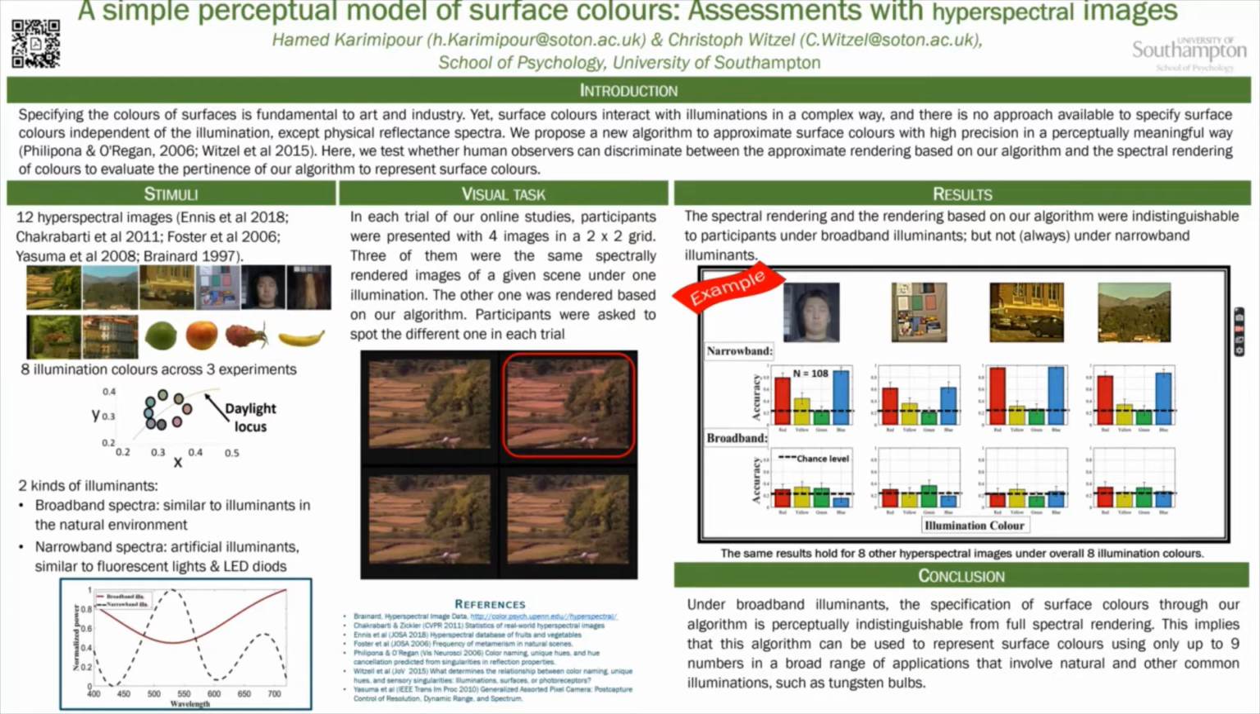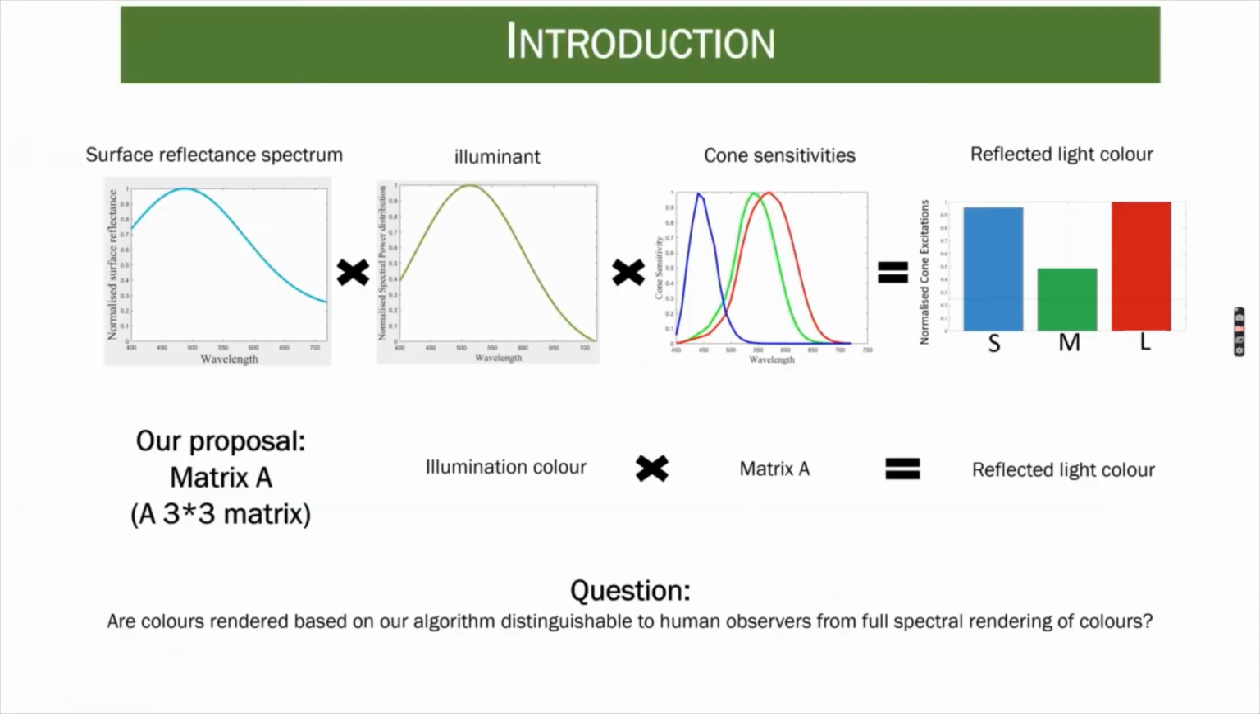To begin with, let's see what the main question is that our experiments try to address. Well, the specification of surface colors is very important to art, architecture, and industry because all of them use pigments and dyes in their products, like paintings, cars, buildings, and clothing. But because of complex interaction of surface colors and the light illuminating them, among available approaches, only surface reflectance spectra can specify surface colors independent of the illumination.